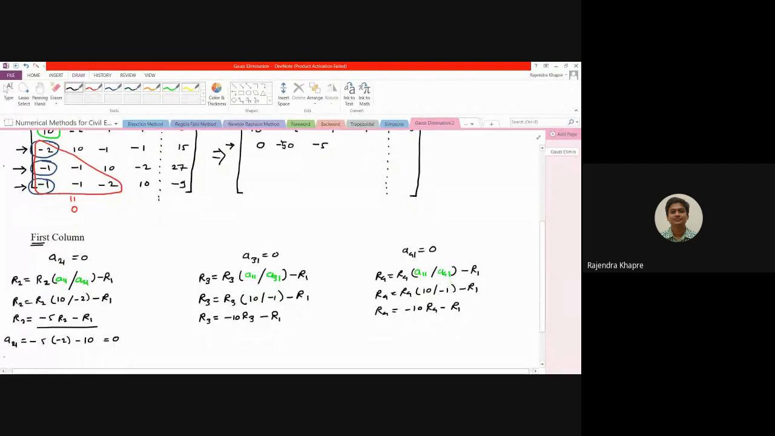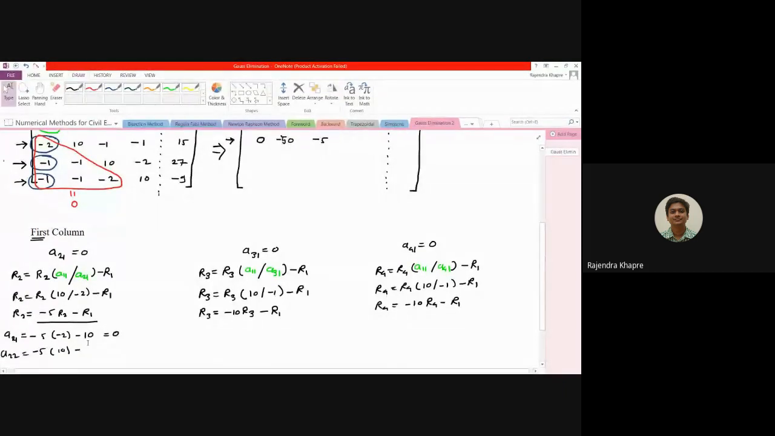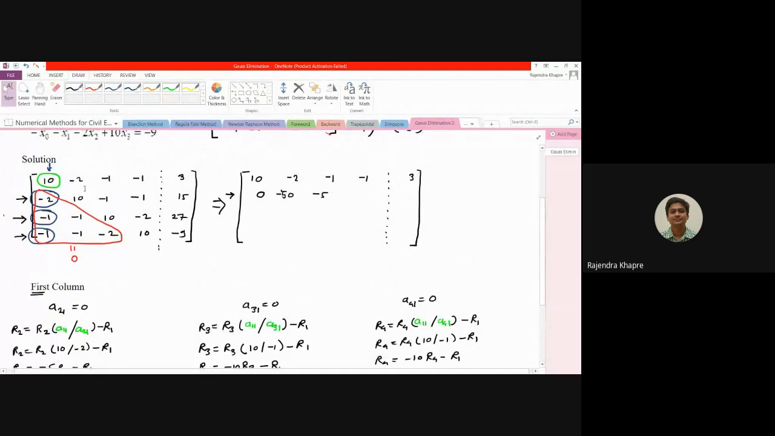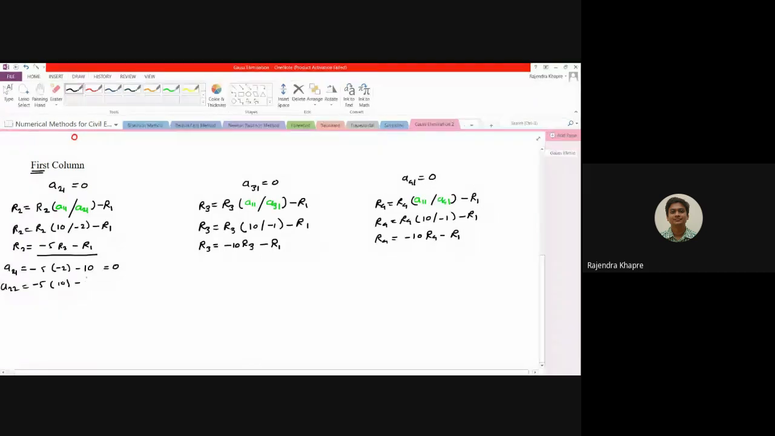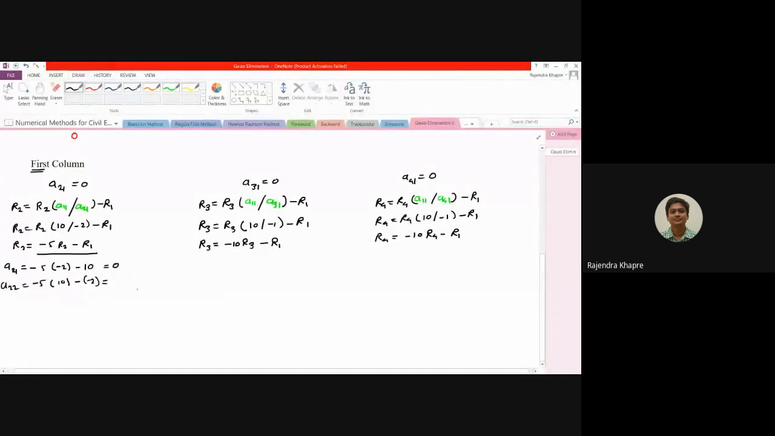Then when I am operating on a22, this will be minus 5 and this will be 10. Okay, and in place of minus 10, I think it is on the top, it is minus 2, which is this value. So this will be minus 2, so this will be minus of minus 2. Now tell me, how much is this? Minus 48.